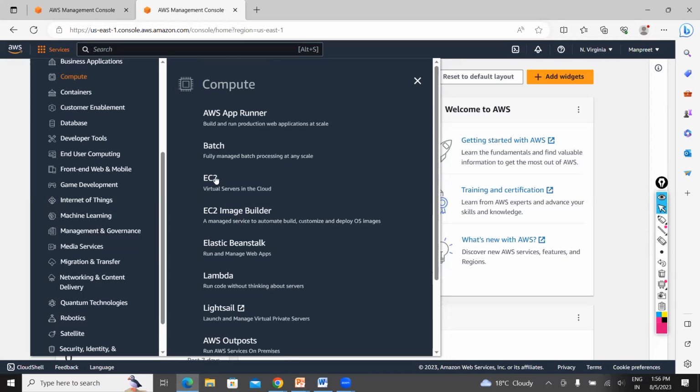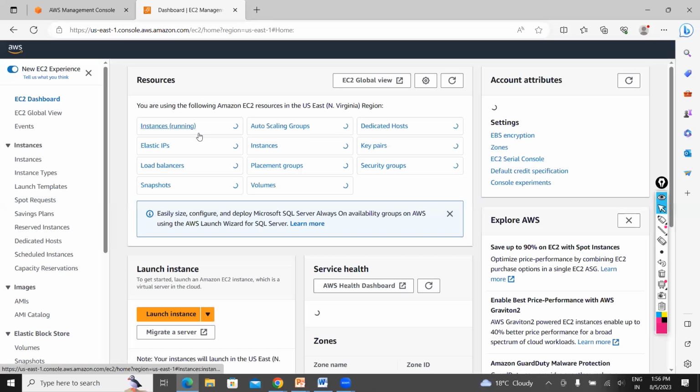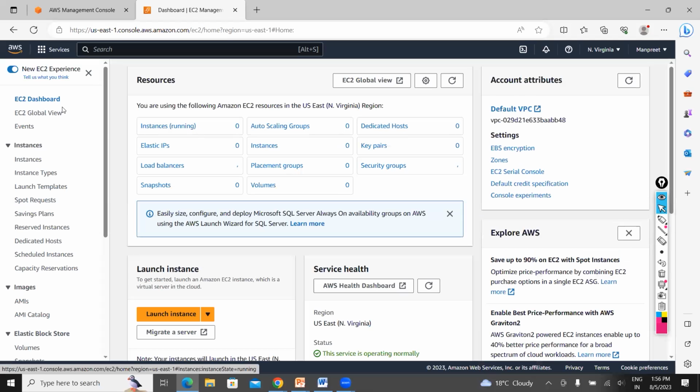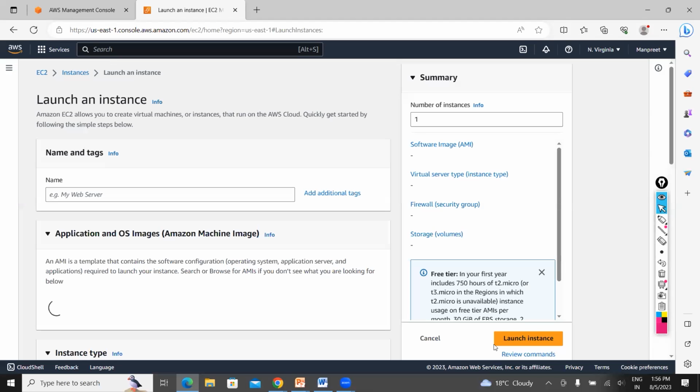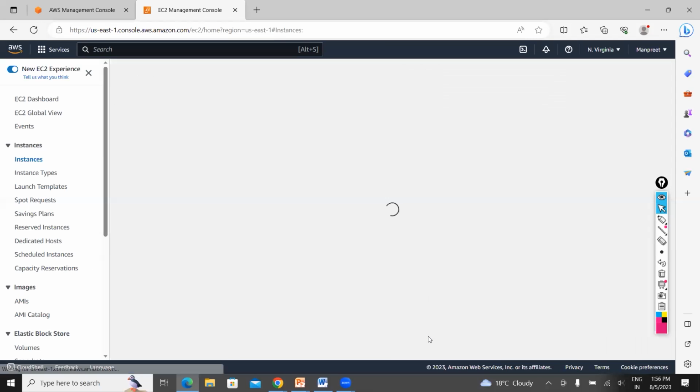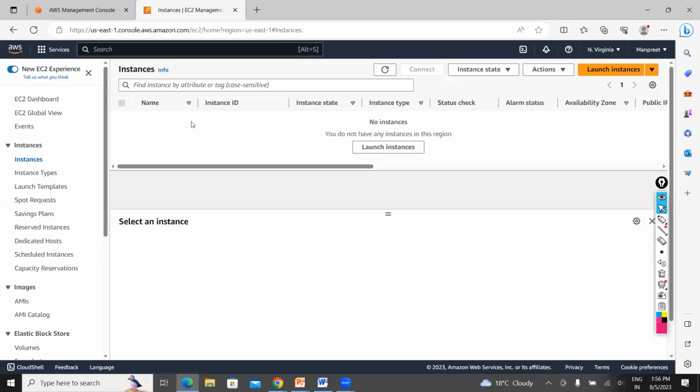So let's take the example of any service. This is the very basic Elastic Compute Cloud, right? This is a service where we can launch or build servers. If I'm going to create one server, how many options are there? Let's cancel that. In this portal, it is showing how many EC2 instances I have, right?